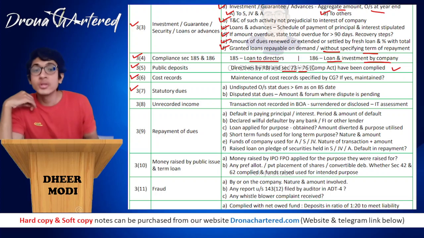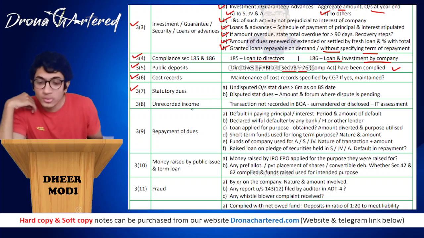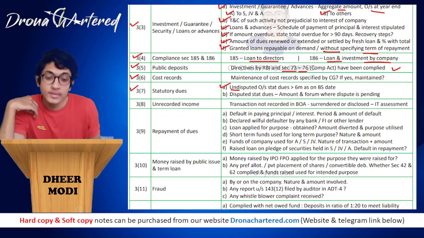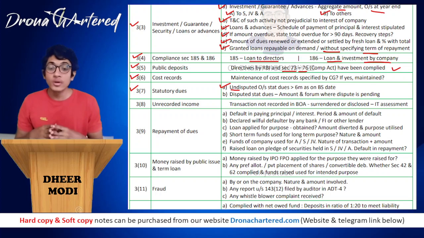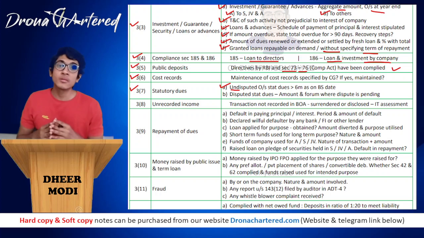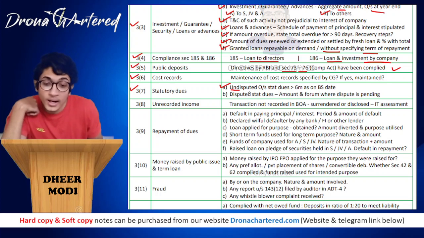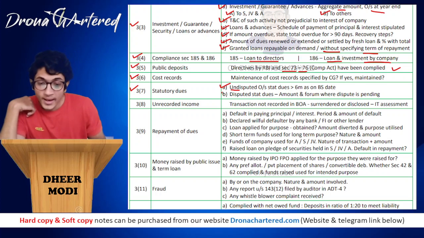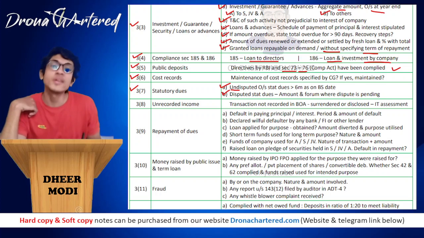3(7) comes your statutory dues, or I should say statutory dues. So A talks about undisputed outstanding statutory dues greater than 6 months as on balance sheet date. So you have to report any undisputed. Undisputed means neither I have a problem nor the government has a problem, but for some reason the company has not paid these dues. So therefore these are undisputed outstanding statutory dues for greater than 6 months as on balance sheet date. And second you have to report is disputed statutory dues.